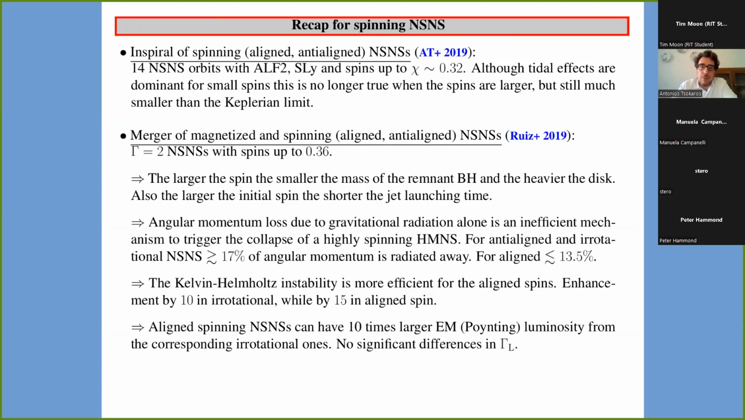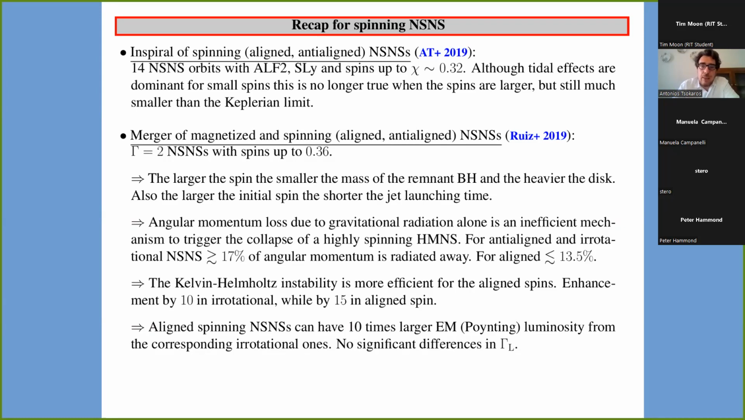With respect to the merger and the post-merger, with simple gamma equal to 2 polytropes having spins up to 0.36, there are 4 points that I want to mention here. First, the larger the spin, the smaller the mass of the remnant black hole and the heavier the disk, which I think makes sense. Also, the larger the initial spin, the shorter the launching time for a jet.